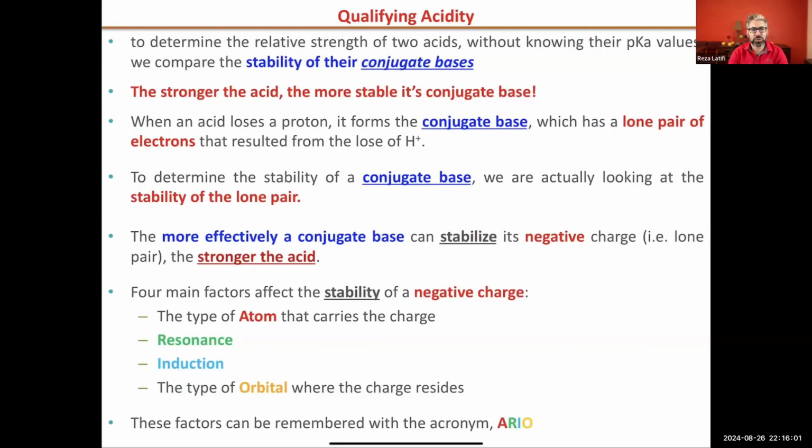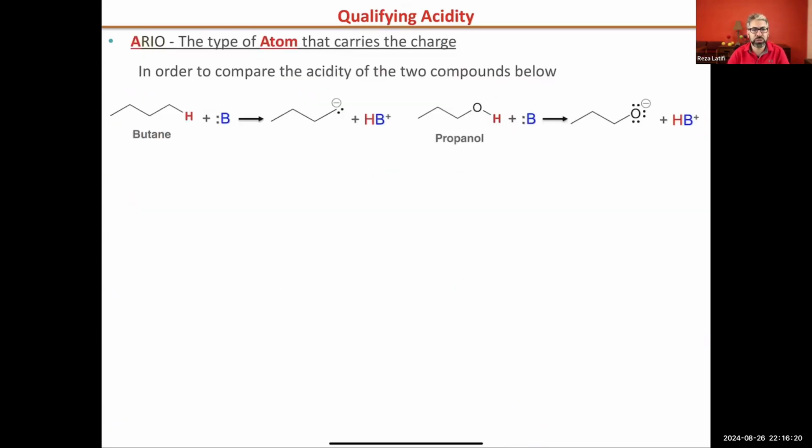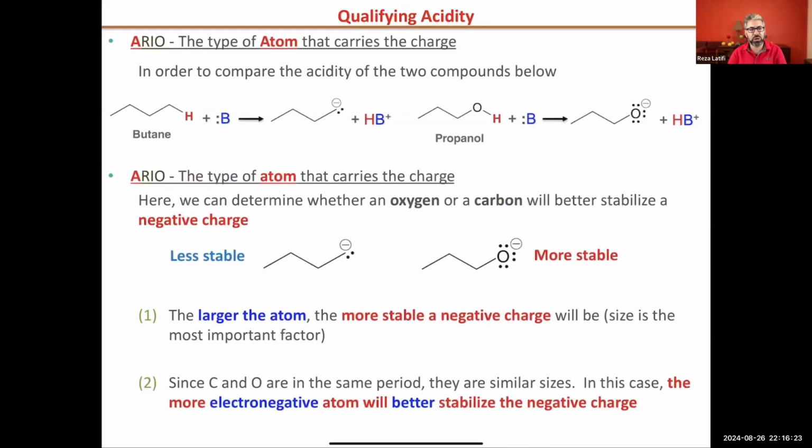So last lecture, we tried to go over how to predict whether the reaction is going to move forward or not. And the term that we followed was ARIO. A stands for atom, R for resonance, I for induction, and O for orbitals. And we said if you're dealing with two elements in the same period, the one that is bigger can easily handle the negative charge, and it will give you a more stable conjugate base. So that means the starting compound will be more acidic.